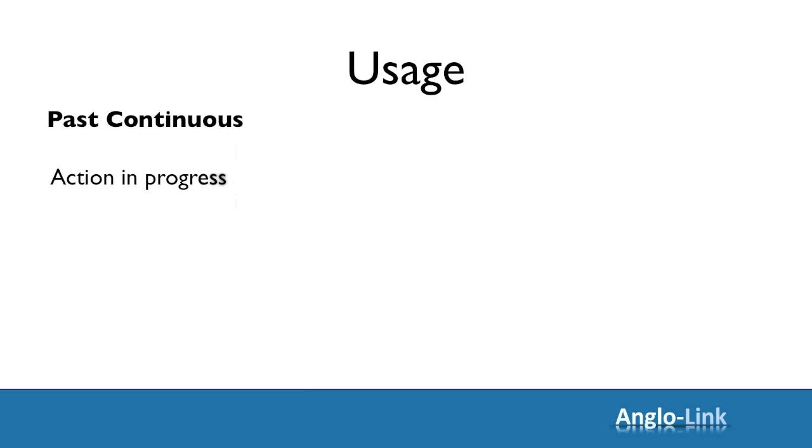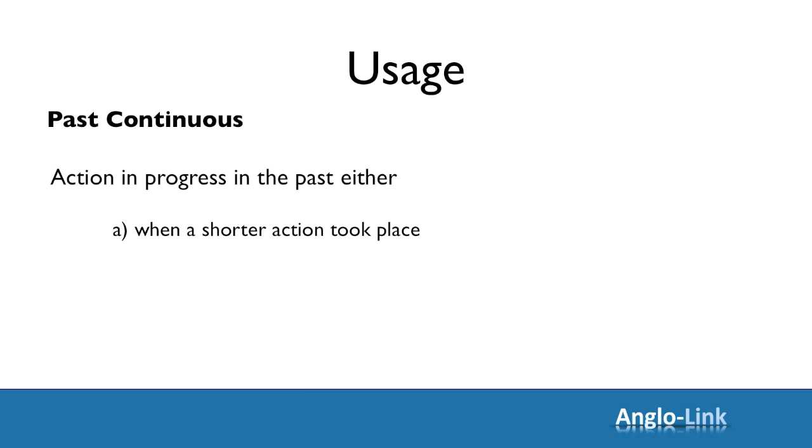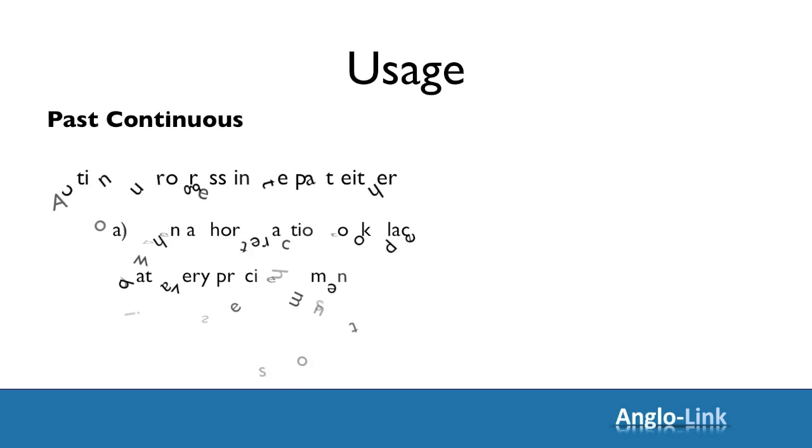Right, let's look at usage now, starting with past continuous. The past continuous tense refers to an action in progress in the past, either when a shorter action took place or at a very precise moment in the past. Let's look at some examples.